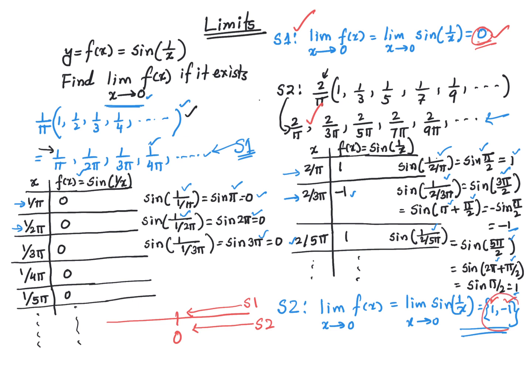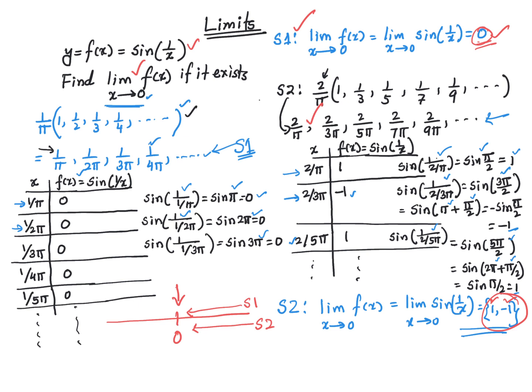For sequence 2, I got two different possible values. That means it flip-flops between 1 and negative 1. If the limit for this function existed for x equal to 0, it didn't matter what sequence we take or what path we take to get to 0, it should always give me the same value. So the conclusion is that the limit as x approaches 0 of f of x, or the limit as x approaches 0 of sine of 1 over x, does not exist. The limit doesn't exist for this.